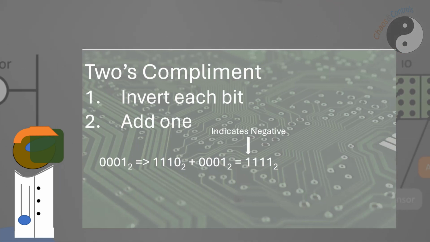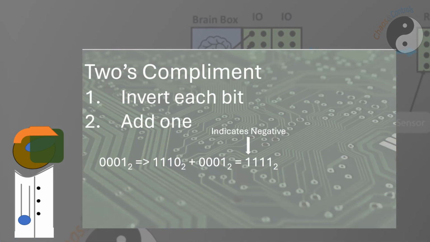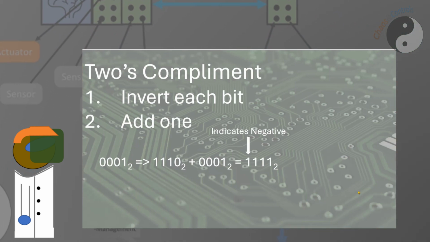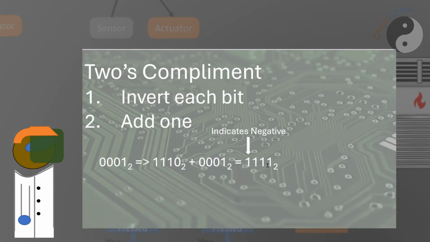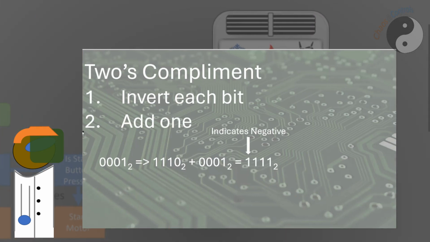And when we're looking at a negative number in two's complement, it's kind of like an encoding scheme. You can't just add this, because 111 would be 7. This is not negative 7, it's negative 1.